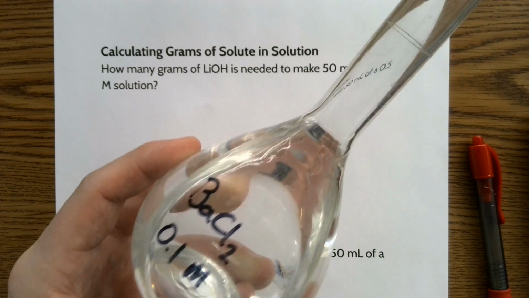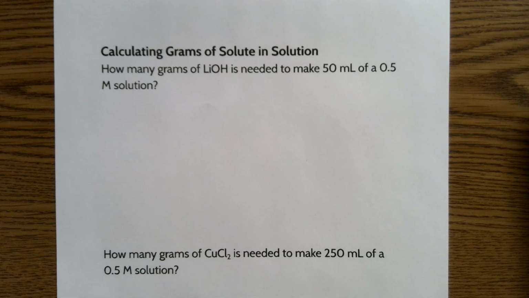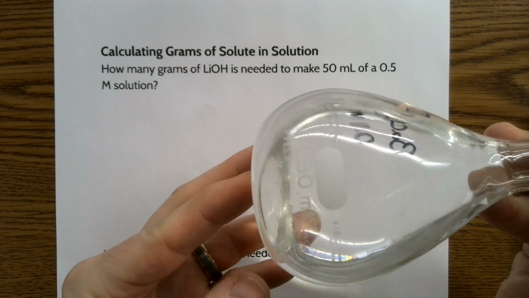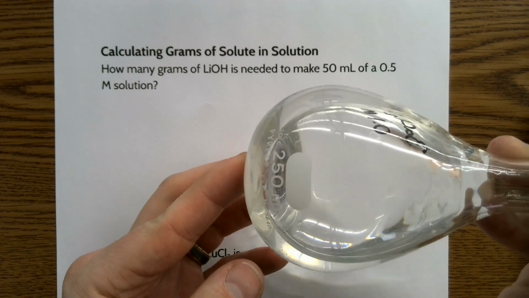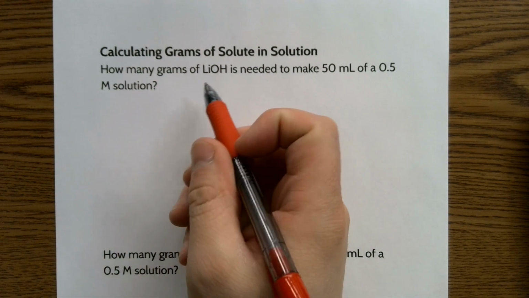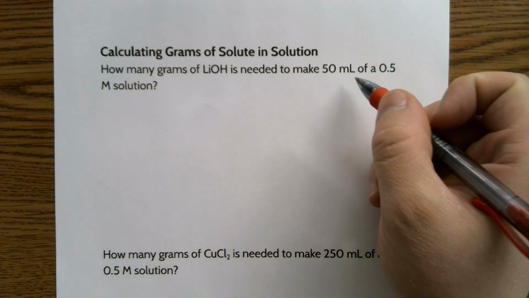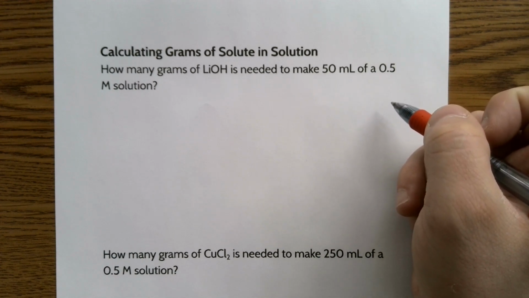Well, that's what these problems are designed to do. The goal is to find the amount of barium chloride I need to make a desired amount of solution. That could be a liter. It could be 250 milliliters, right? Because these are 250 milliliters. I think you can read it right there. It's kind of hard to see with the light. But in this problem, I want to make lithium hydroxide, and I want to make 50 milliliters of it, and I want to have a 0.5 molar solution.